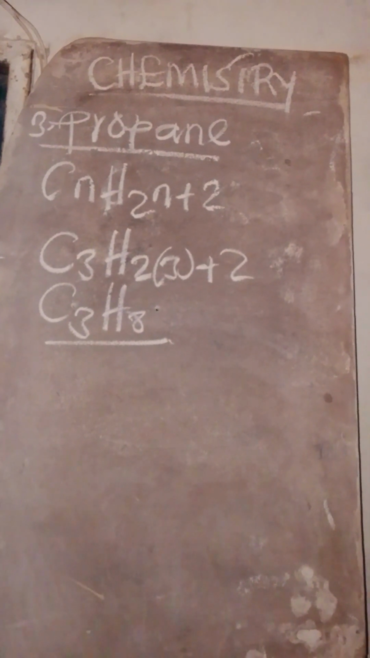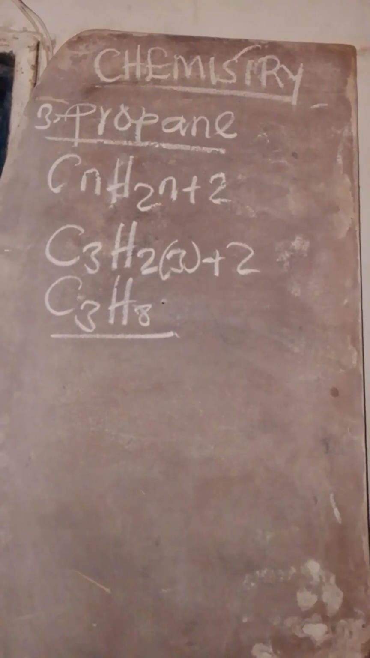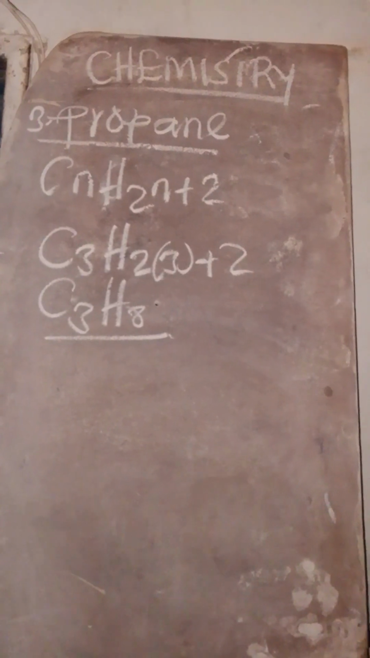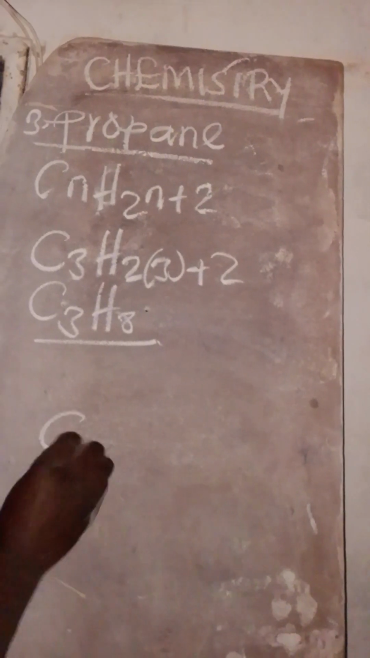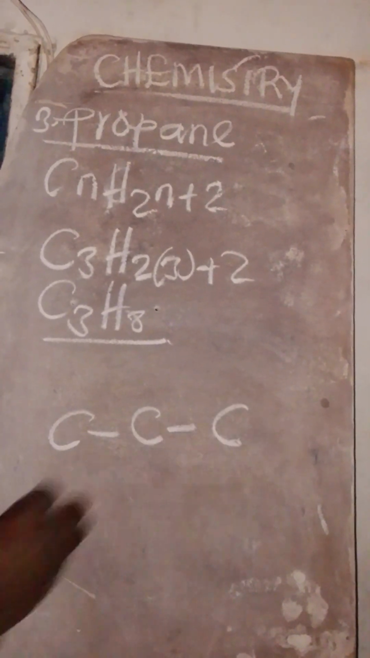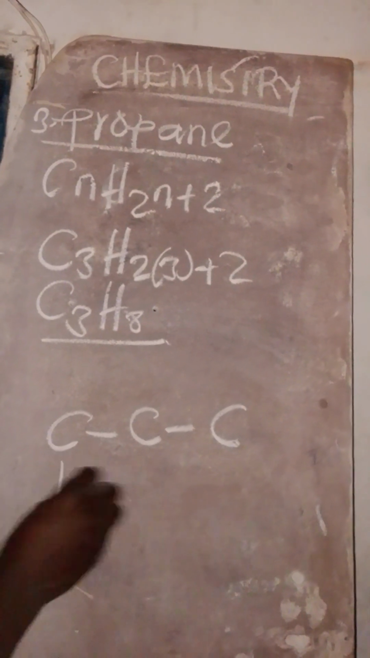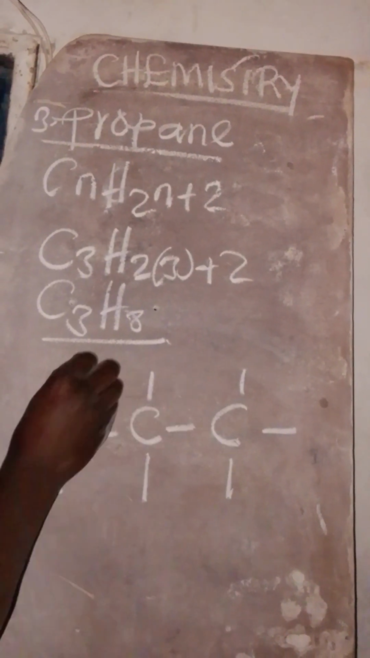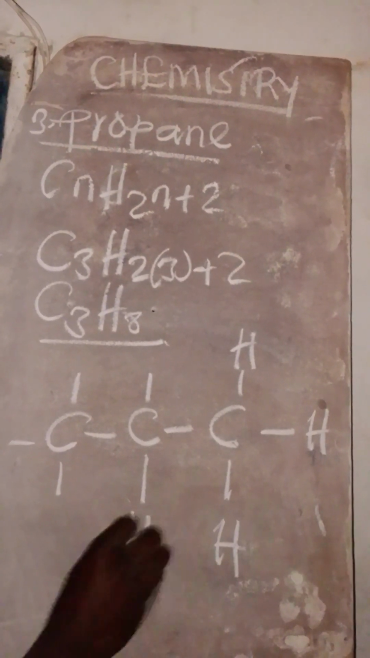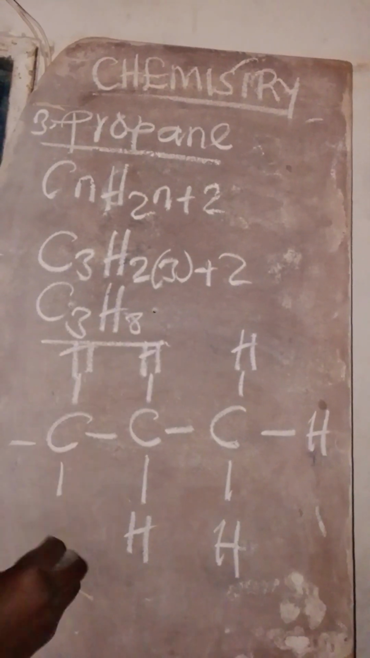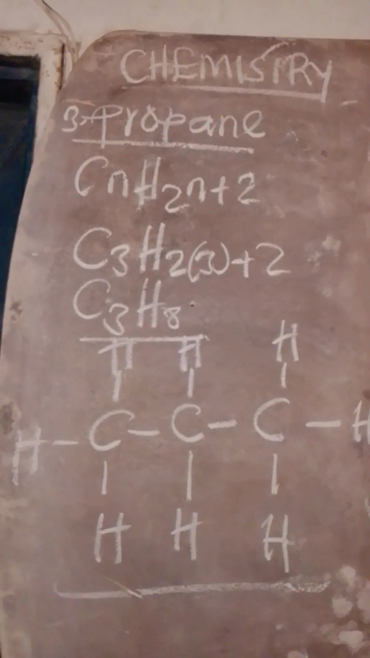If I'm to draw the structure for propane, since propane has 3 carbon atoms, I'll first start by writing the 3 carbon atoms that will be bonded with single bonds, to be carbon to carbon to carbon. And here I have 8 hydrogen atoms. I'm going to add 1, 2, 3, 4, 5, 6, 7, 8. Hydrogen, hydrogen, hydrogen, hydrogen, hydrogen, hydrogen, hydrogen, hydrogen. This is the displayed structure of propane.